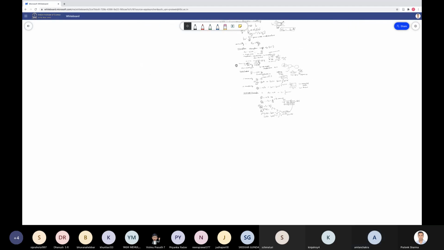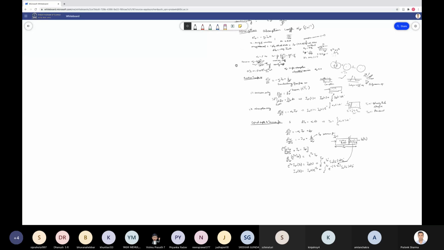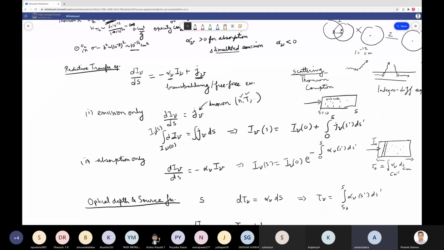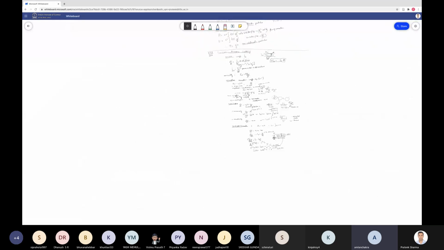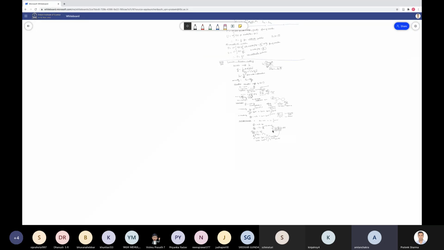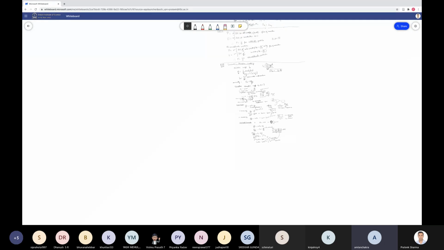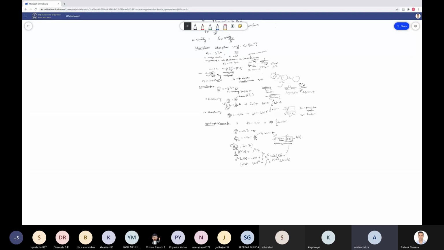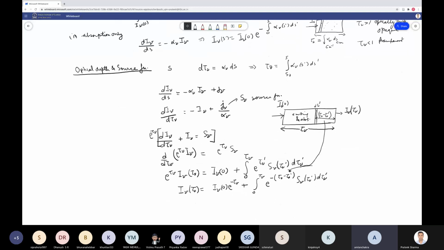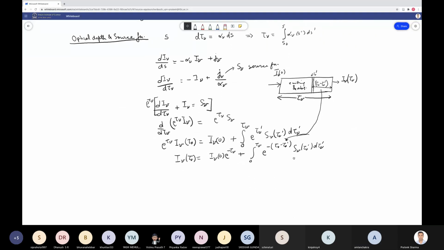Sure. In both cases, we are seeing that the intensity contribution term is getting attenuated. The first term is the initial intensity which is getting attenuated, and then the intensity coming due to the emission from the source function term is also getting attenuated. That is correct, but the source function is adding, right? So you can have both.